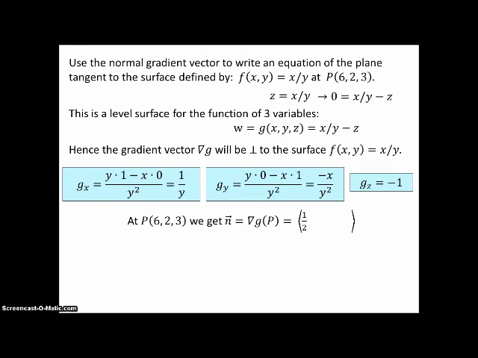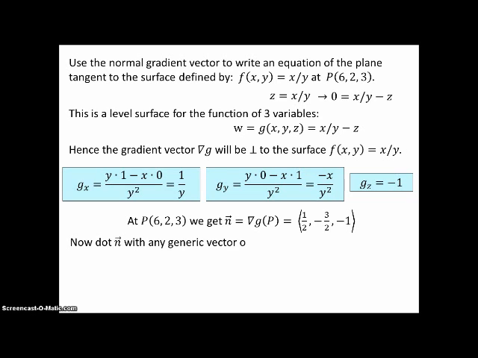So at this particular point, we get our normal vector, which is the gradient vector g evaluated at p. And so we just put in 6 for x, 2 for y. So for the partial derivative with respect to x, we get 1 over 2. For the partial derivative with respect to y, we get negative x, which is negative 6 over 2 squared. Negative 6 over 4 reduces to negative 3 halves. And then, of course, our partial derivative with respect to z is just negative 1 at any point.